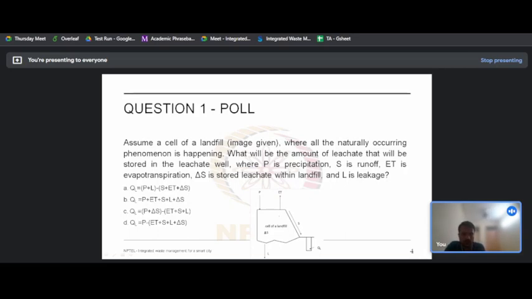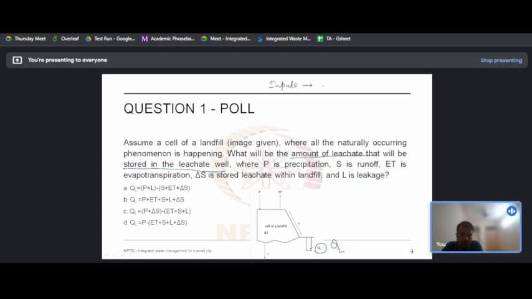We have been given the cell of a landfill, which can be seen in the figure here. There are certain inputs to the system and there are certain outputs, and depending upon that, we need to find the amount of leachate that will get stored in the leachate well. That is nothing but QL here.